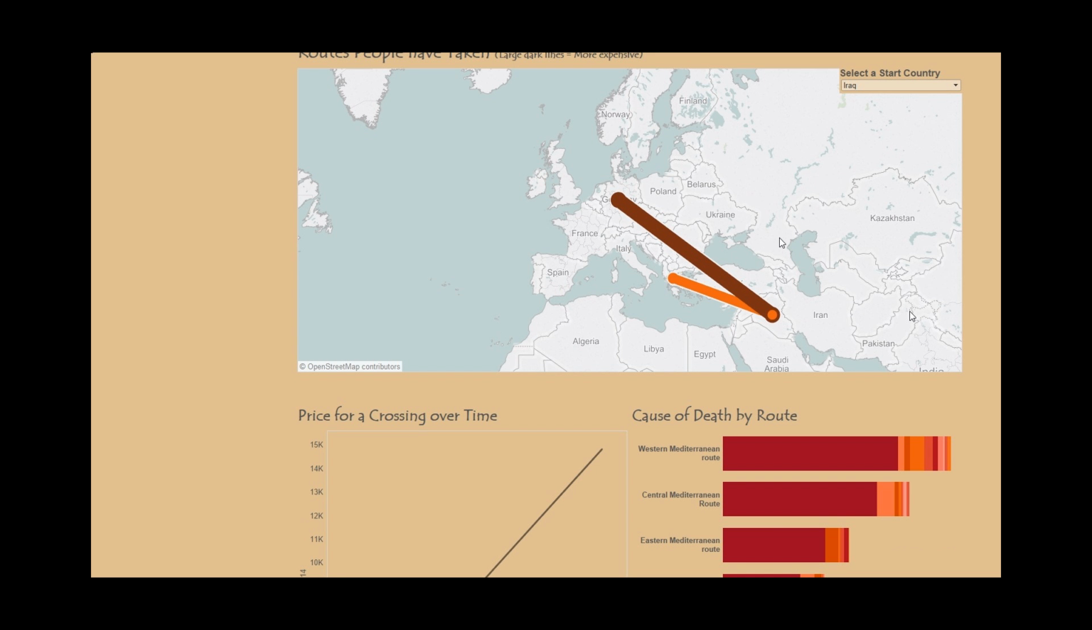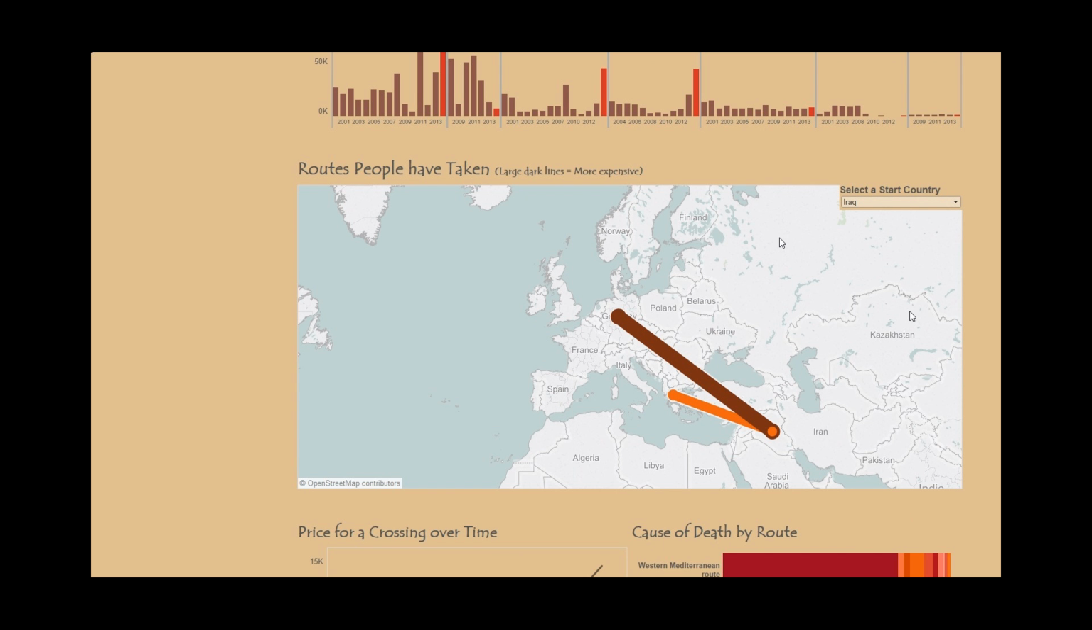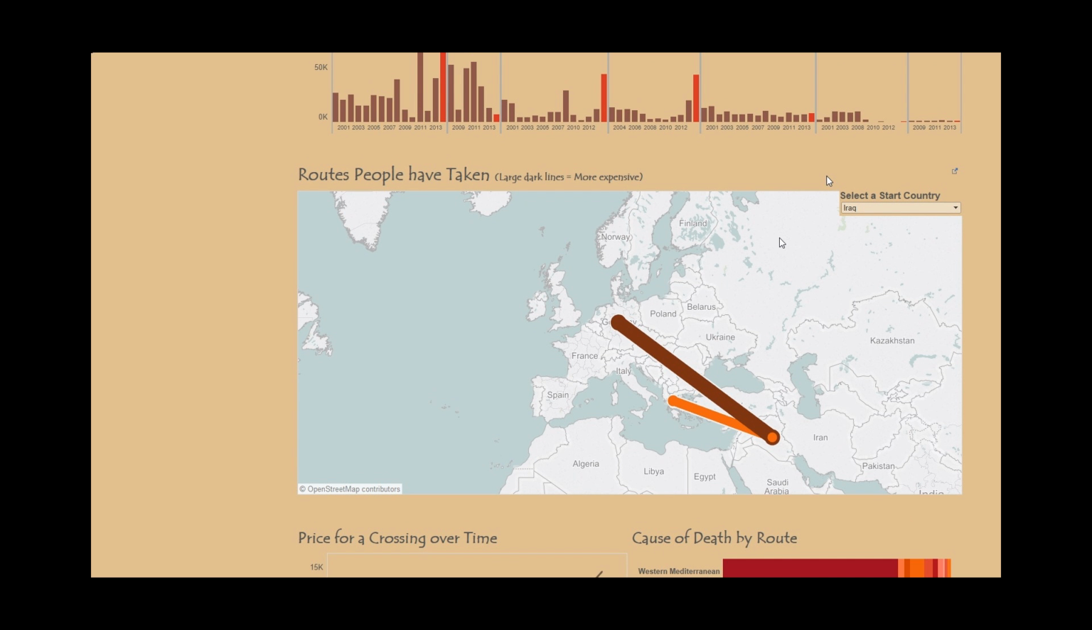I put it in here: large dark lines equals more expensive. Oh, I see. Okay. I'd put that underneath your title rather than next to it, because at first I completely missed that. I saw the title, but then just went straight onto the graph. I didn't see that. So just put it underneath. I'll put it underneath. Yeah.